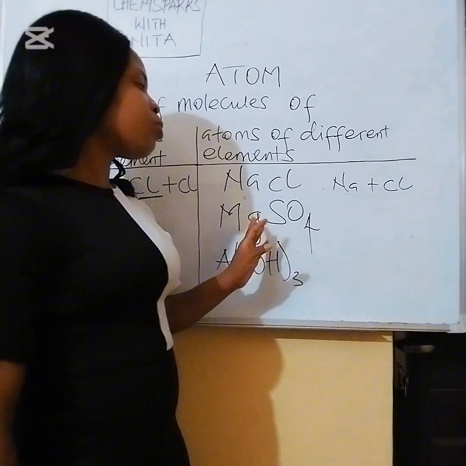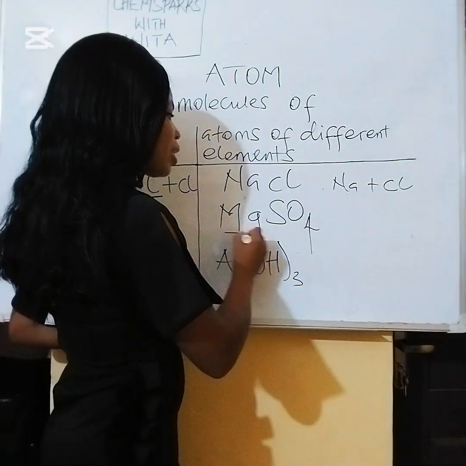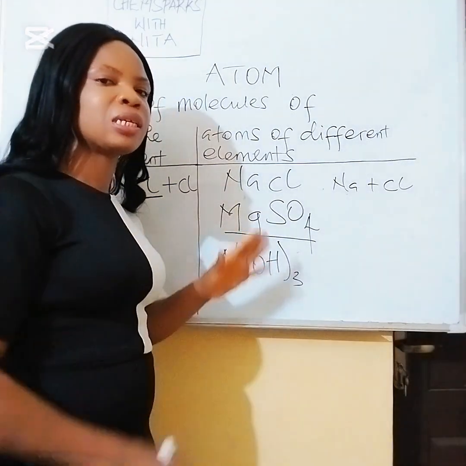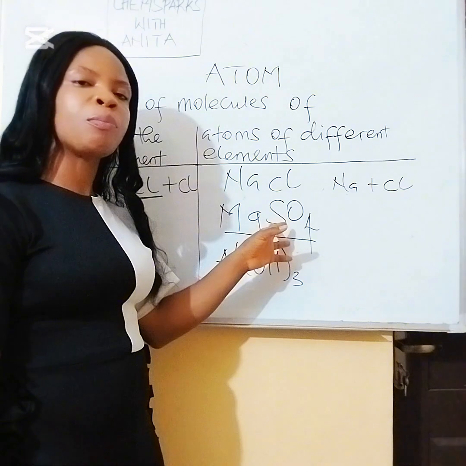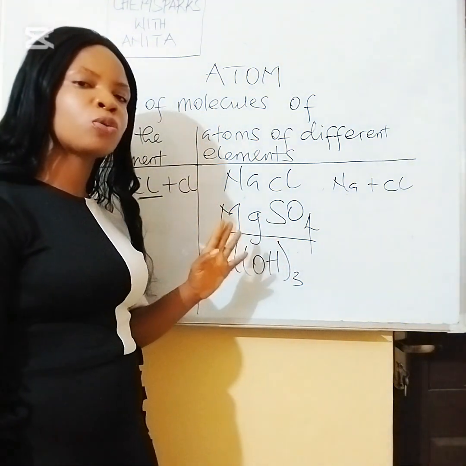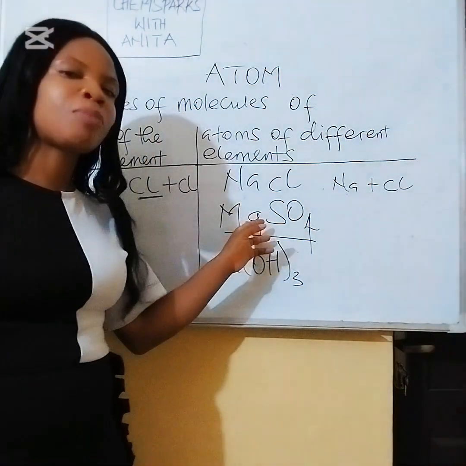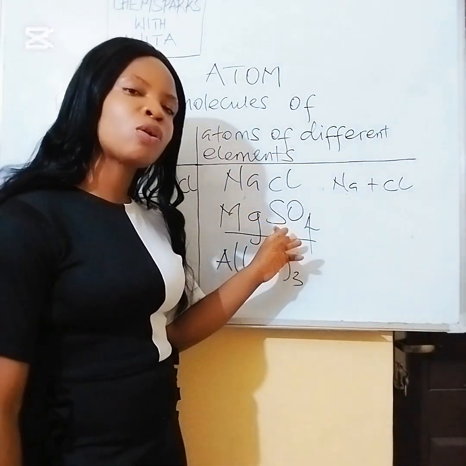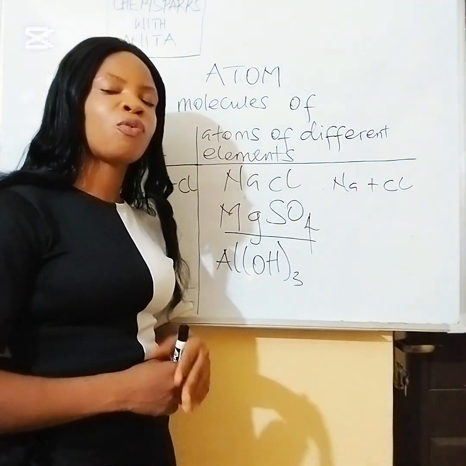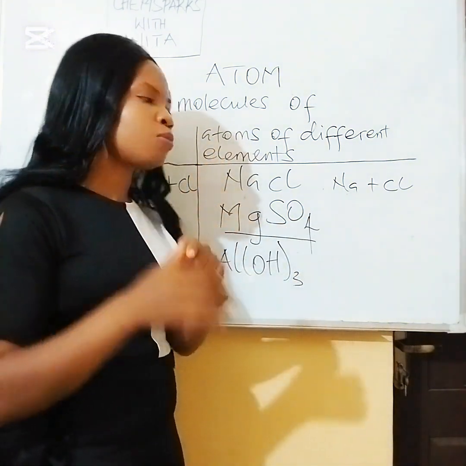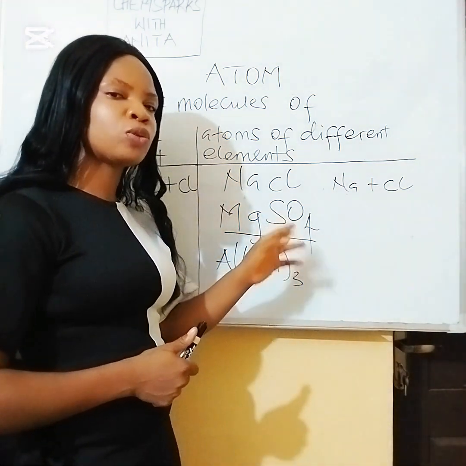Another example we have on the board is magnesium tetraoxosulfate 6. This is magnesium tetraoxosulfate 6. We have a total of 6 atoms that make up a molecule of magnesium tetraoxosulfate 6. And these 6 atoms are 1 atom of magnesium plus 1 atom of sulfur and 4 atoms of oxygen, giving us a total of what? 6 atoms that came together to make up a molecule of magnesium tetraoxosulfate 6.